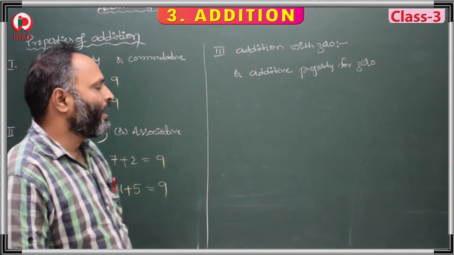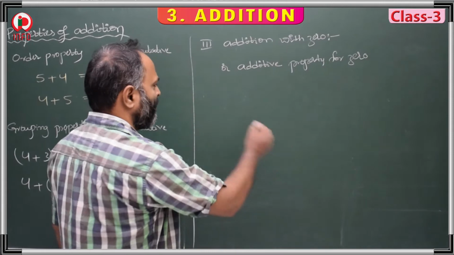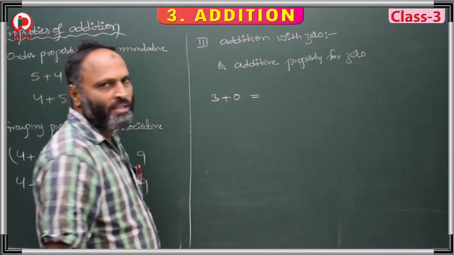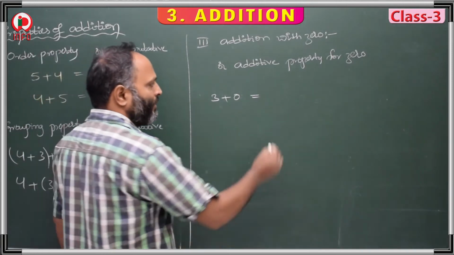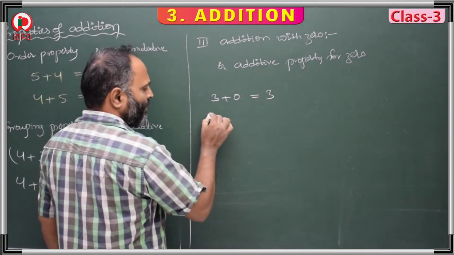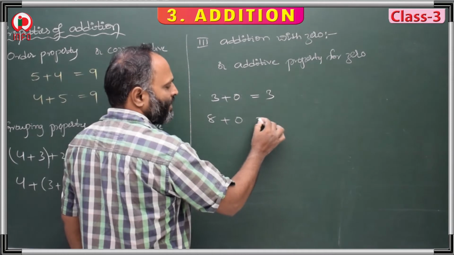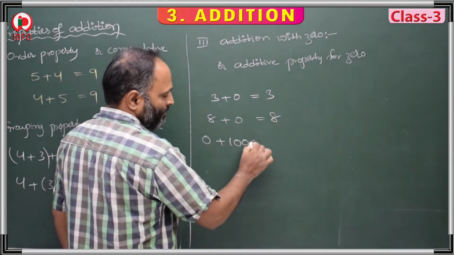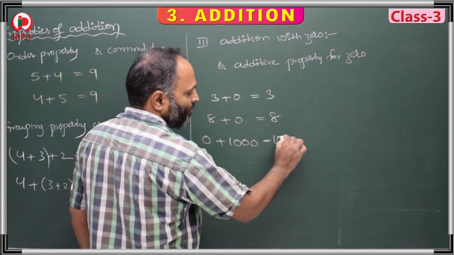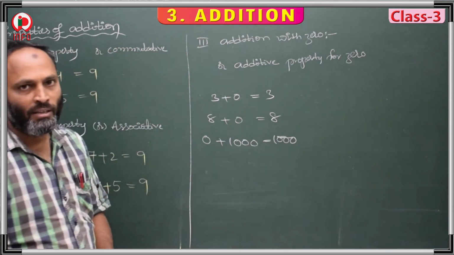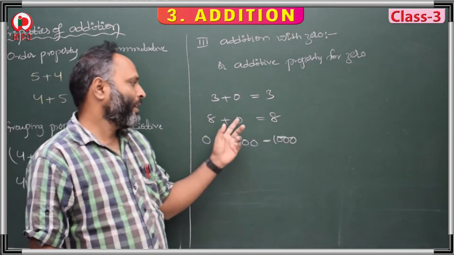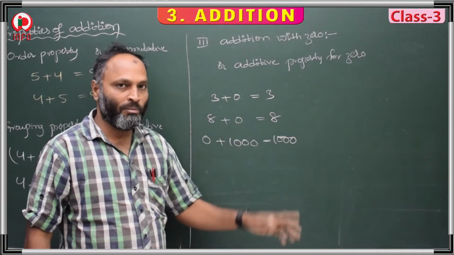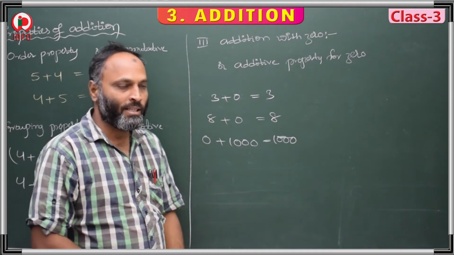Then next, addition with 0. If any number is added with 0, then what is the answer? 3 plus 0, the same number, you will get 3. 8 plus 0, what is the answer? 8 only. 0 plus 1000, 1000 only. The same number only we will get. If we add any number with 0, the answer is the same number only.